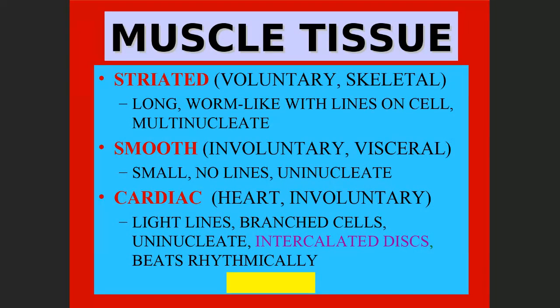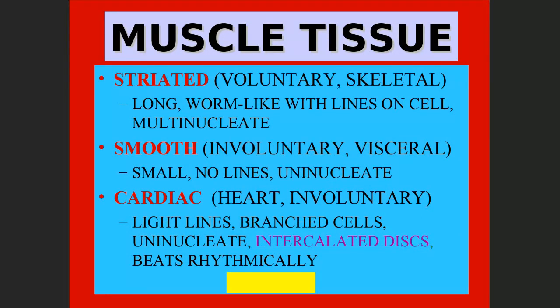And intercalated discs speed up the impulse across the heart from one muscle cell to the other, so that when the right side of the heart gets the impulse from the brain to beat, it speeds that impulse across the heart very quickly so that both sides of the heart beat at the same time. And the heart, of course, beats rhythmically. It's the only muscle also that continues beating without being controlled by the brain. You can take the heart out of your body, not a good idea, but if you do, the heart will continue to beat until it runs out of ATP.